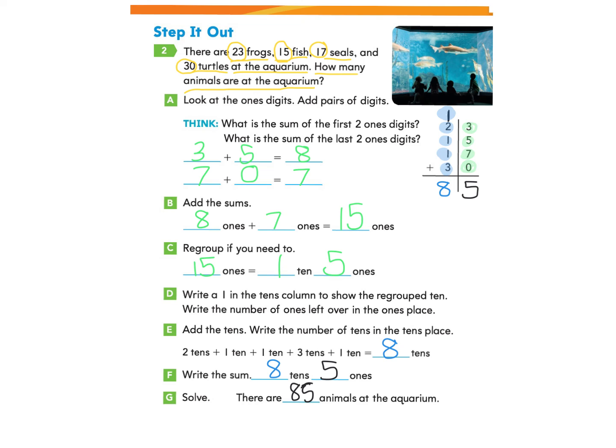Nice work. Did you notice that this was the same equation that we did in the first problem with the different trees on the farm? This is the same problem that we did. We just used a different strategy. Instead of making 10, we added the first 2 digits and then the second 2 digits in the ones column. That was a different strategy. Let's turn the page to 323.